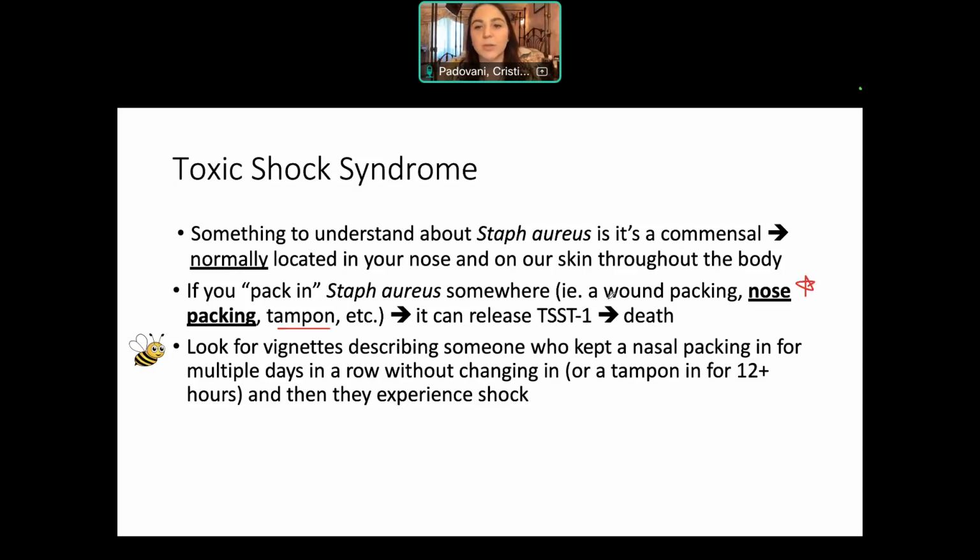I've also seen questions with wound packing, where you have a wound on the skin somewhere, so you pack it and then you just leave it and never change it. That can also cause toxic shock. It's kind of like Staph aureus is freaking out, and then it releases this toxic shock syndrome toxin and that leads to death.